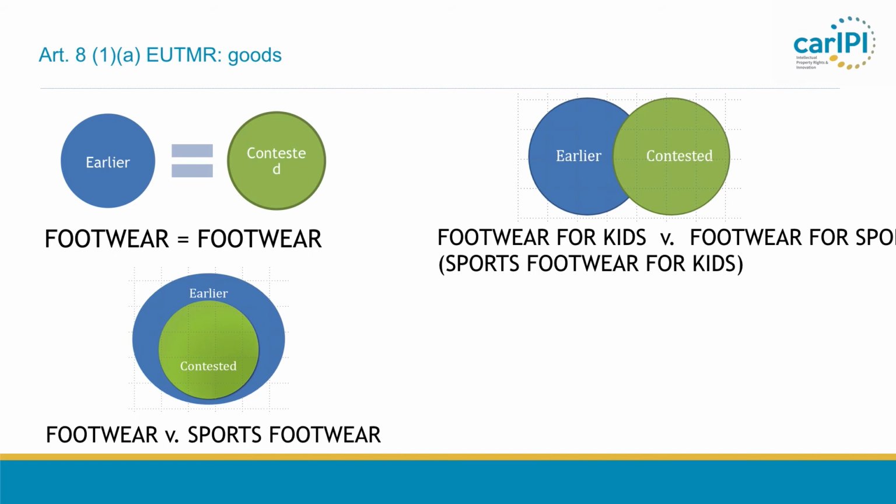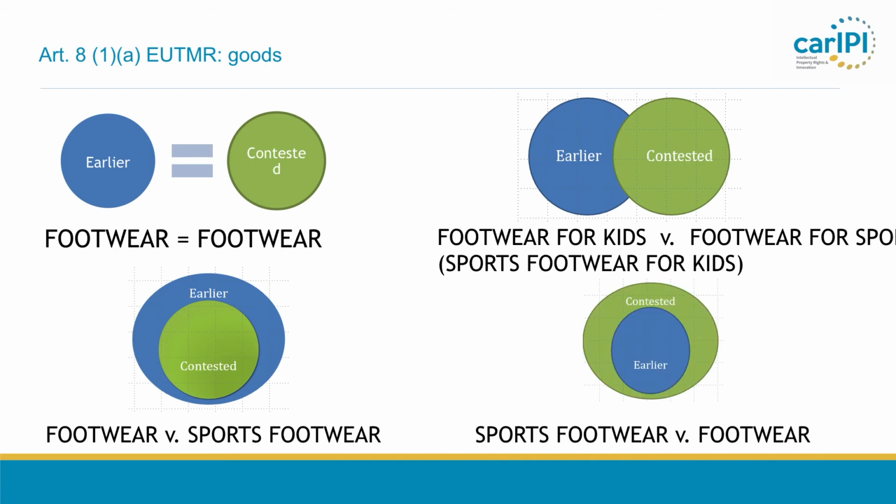And the fourth scenario, which is maybe not that obvious, is when the contested goods have the broader category and the earlier goods are included in it. The office practice is not to artificially dissect the contested goods and on this basis to find them identical. And here are some examples for you.